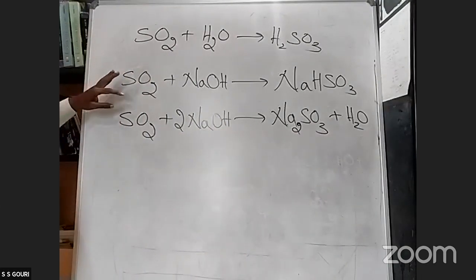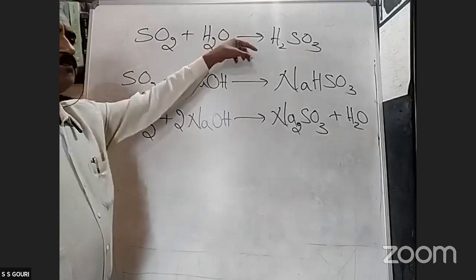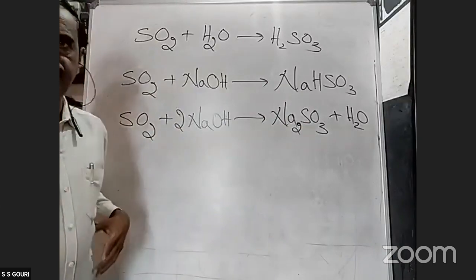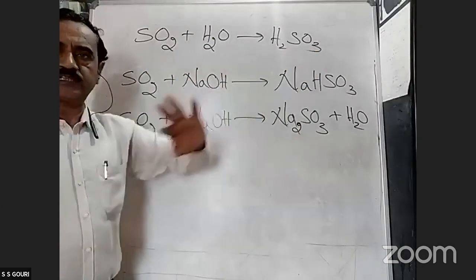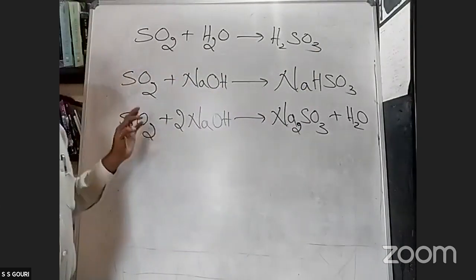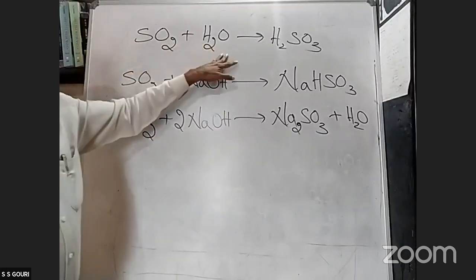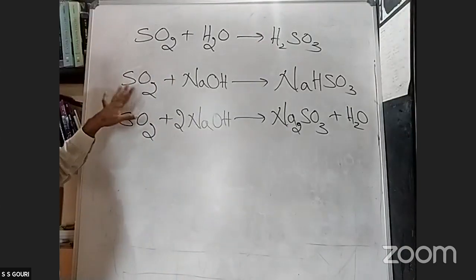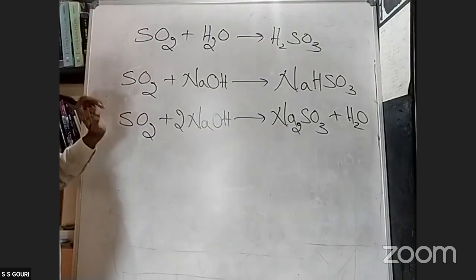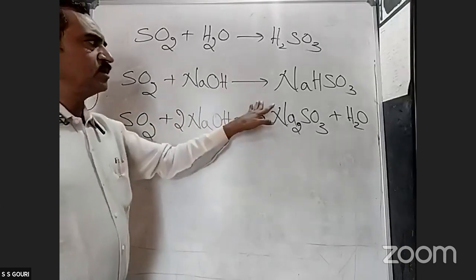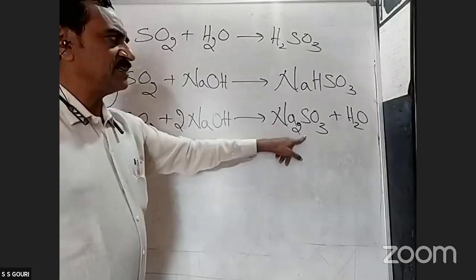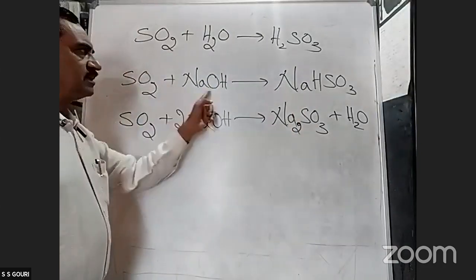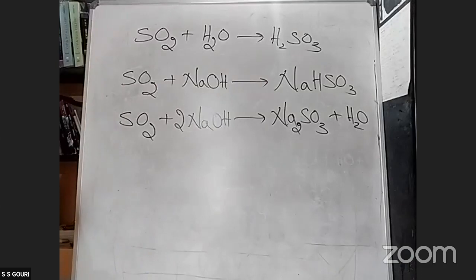Listen once first; don't write as soon as I write on the board. Once I complete the equation, then you should write. So SO2 reacts with water to form sulfurous acid. SO2 is acidic in nature because it reacts with NaOH to form sodium bisulfite and sulfite. These are salts; when an acid and a base react, they form such compounds.